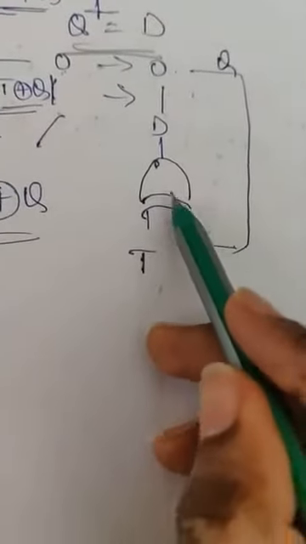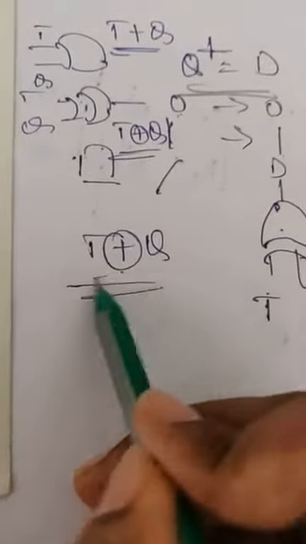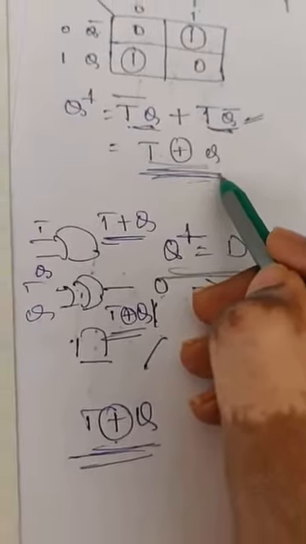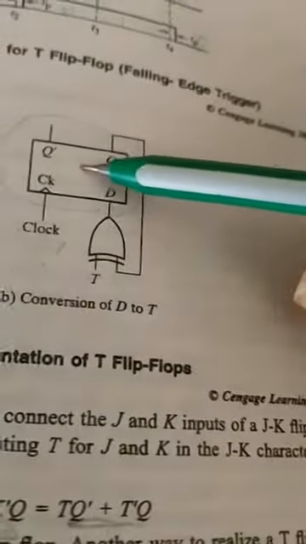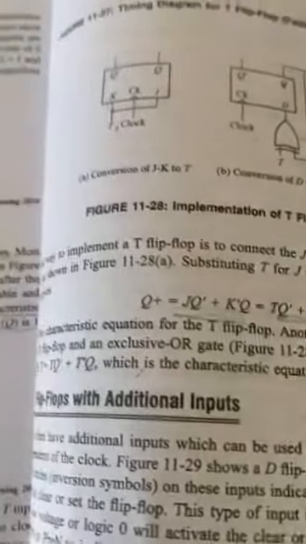So when you look at this exclusive OR gate, one input is T, the other input is Q. This can be written like this. So this and this are one and the same, right? This is how you are supposed to convert the D flip-flop to T flip-flop. Okay.